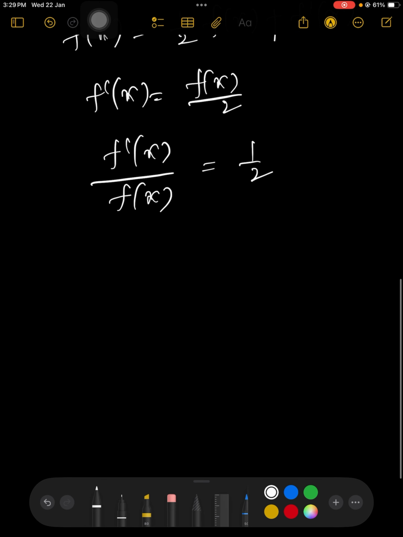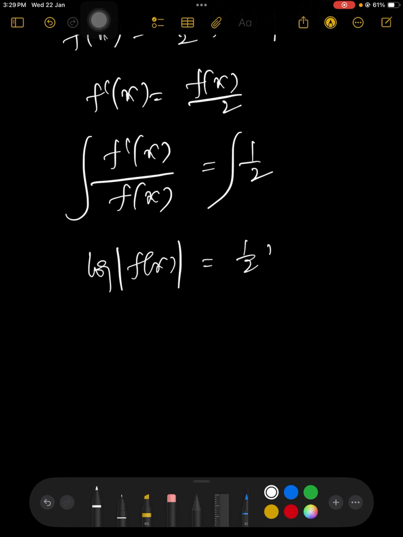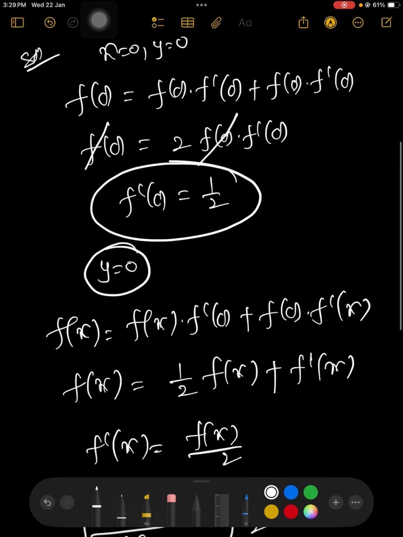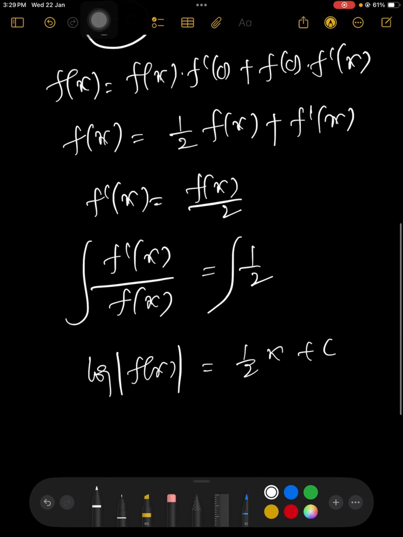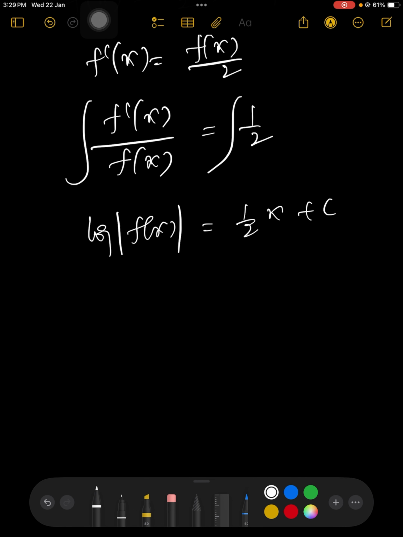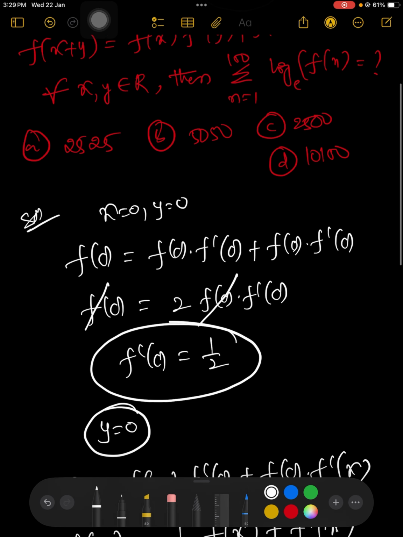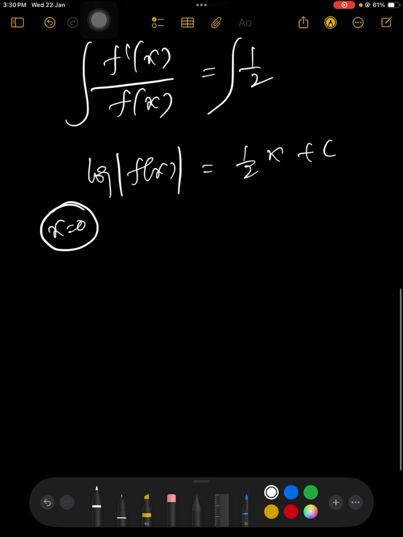1 by 2. Now integrating both sides, this is what? Log modulus of f of x equals 1 by 2 x plus c. Now if I substitute x equal to 0, because they gave f of 0 value 1, right? So if we substitute x equal to 0, f of 0 will become 1.